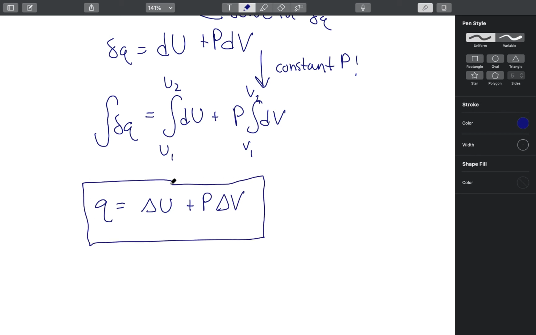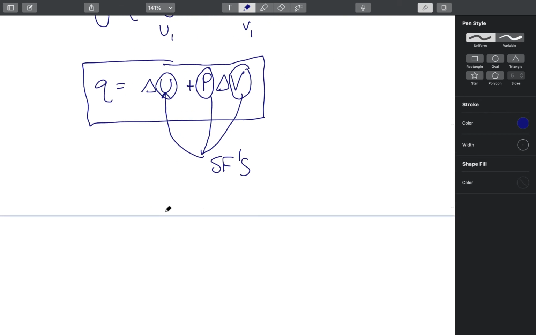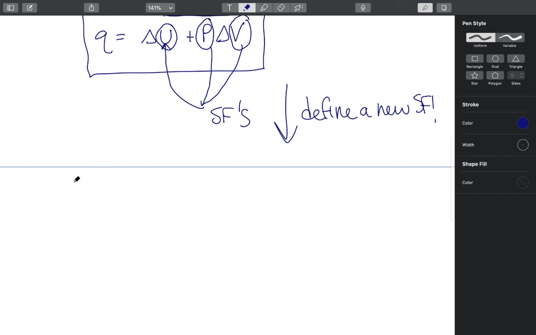So what do you notice in this equation? Well, in this equation you have three state functions. U is a state function, pressure is a state function, and volume is a state function. Since we have all three state functions, we can define a new state function. And this new state function is going to be called enthalpy, and enthalpy is given the symbol H. So H is equal to U plus PV.